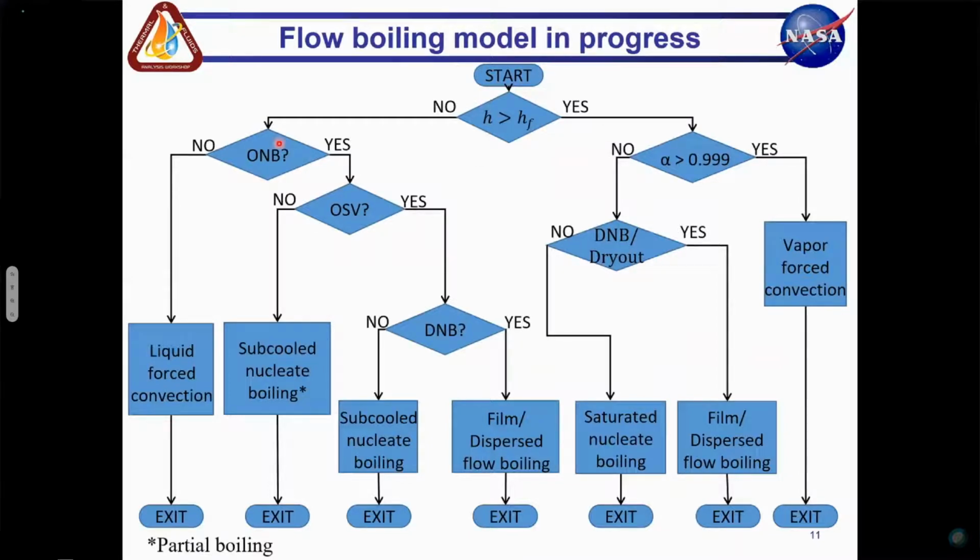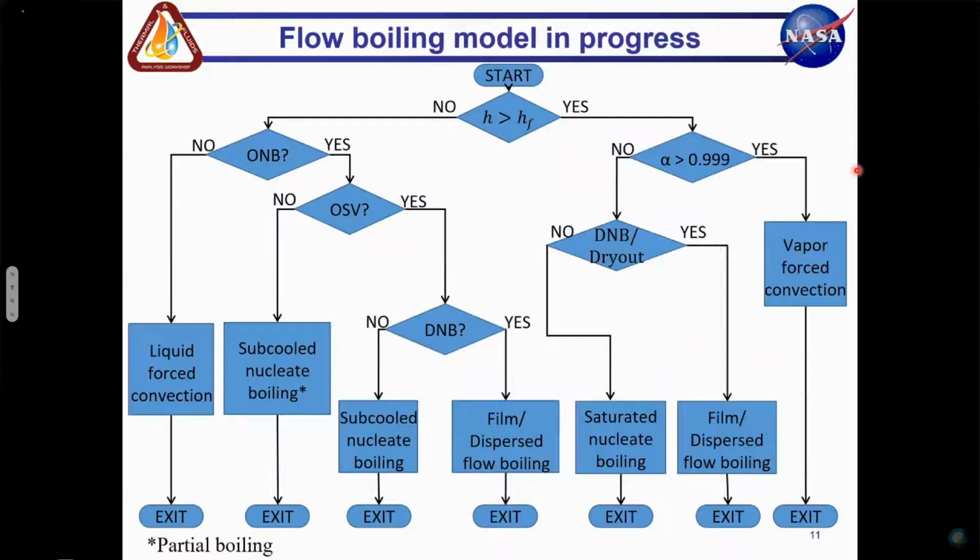Here is the boiling model that I am currently working on, and I propose to go into GFSSP. I don't want to go through the entire flowchart, but I just want to highlight a couple things. So here are our transition points. This is the onset of nucleate boiling. Here is our transition point, the departure from nucleate boiling. And then here is the dryout condition. So those were the three transition points that we talked about earlier.